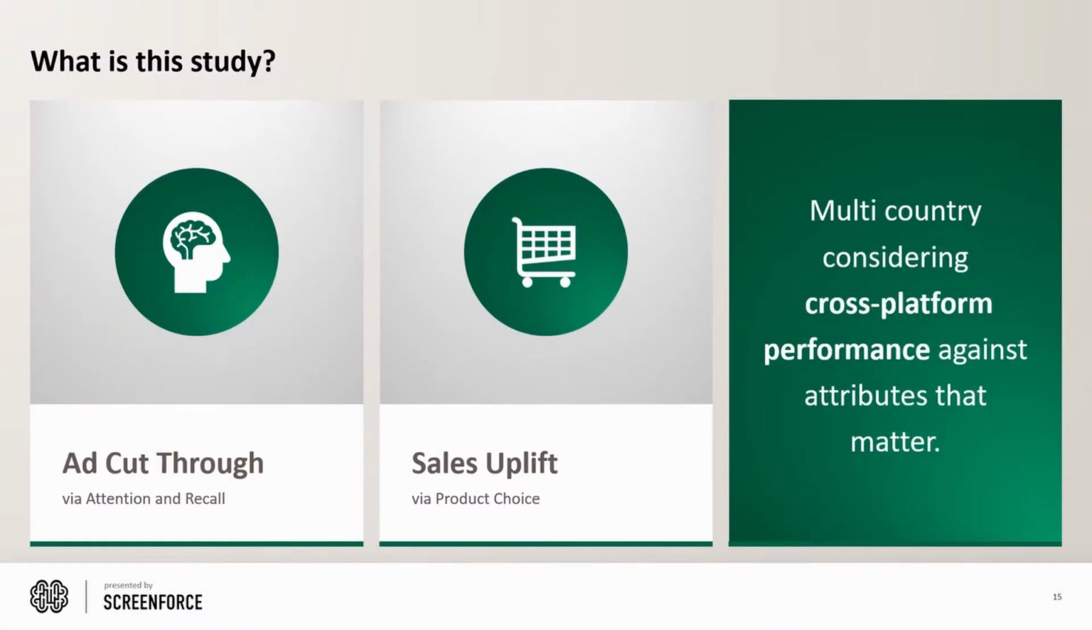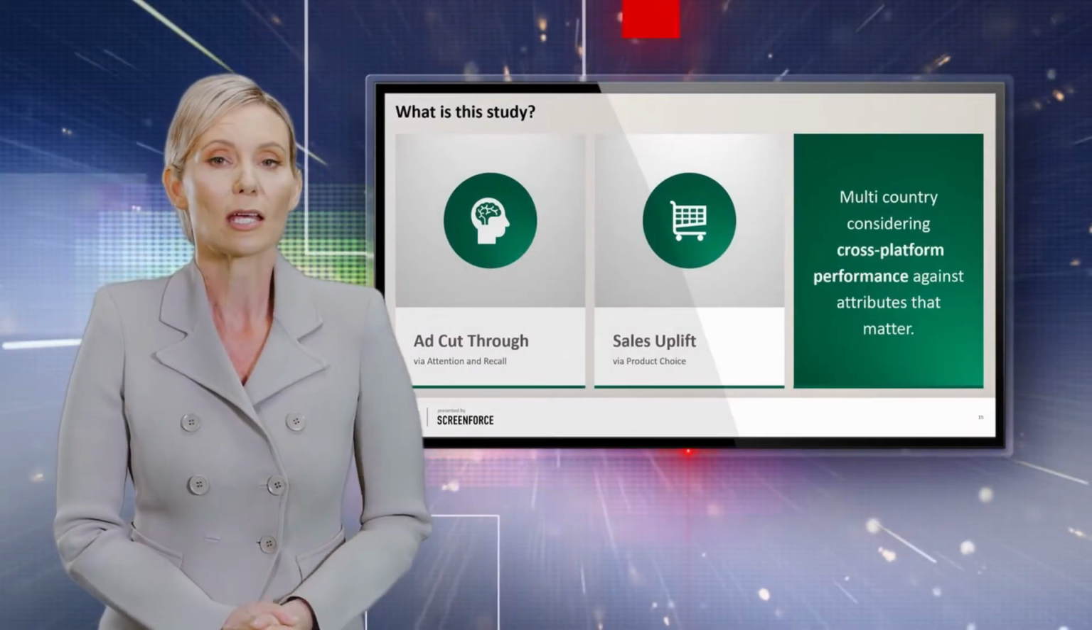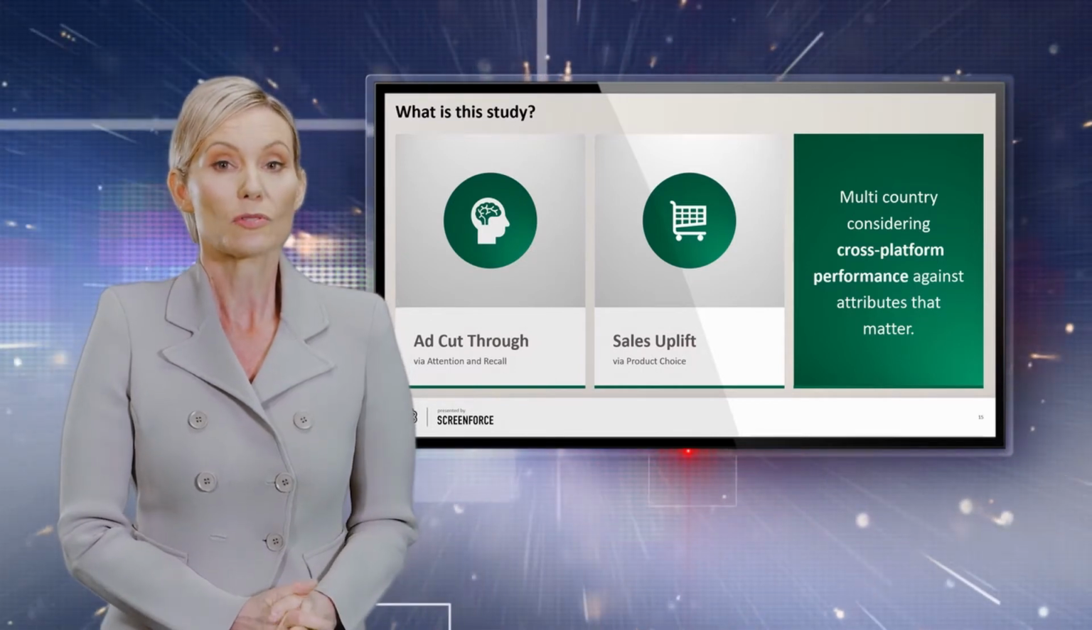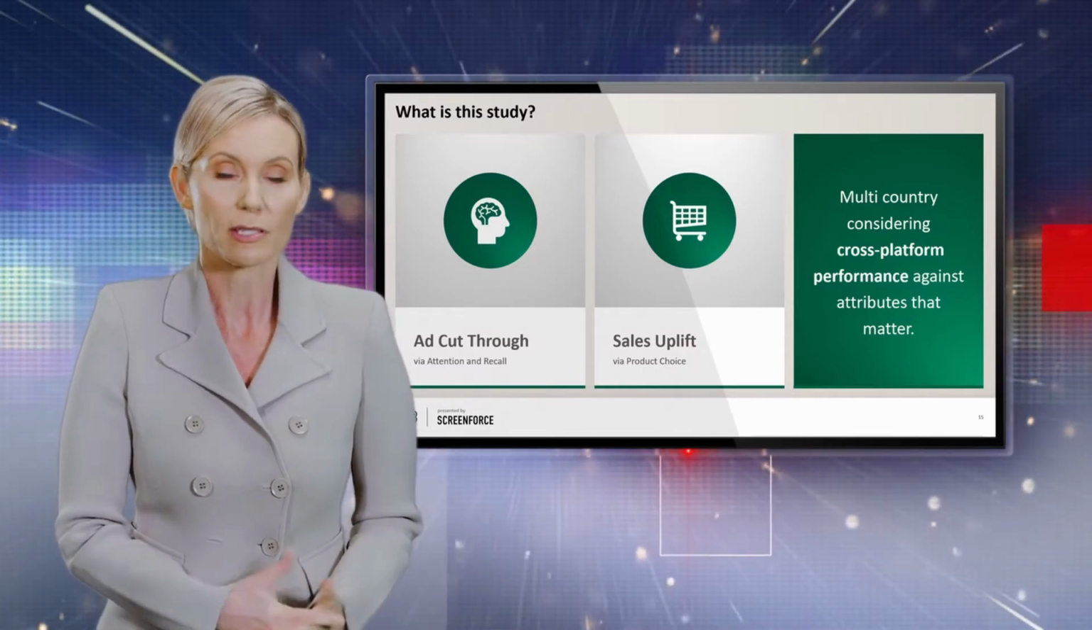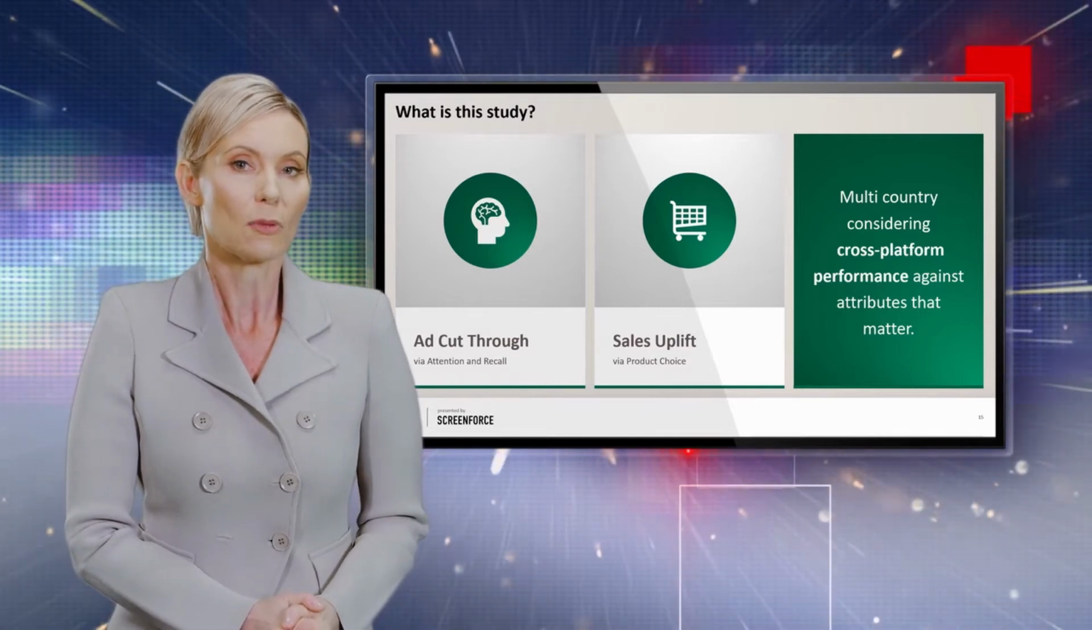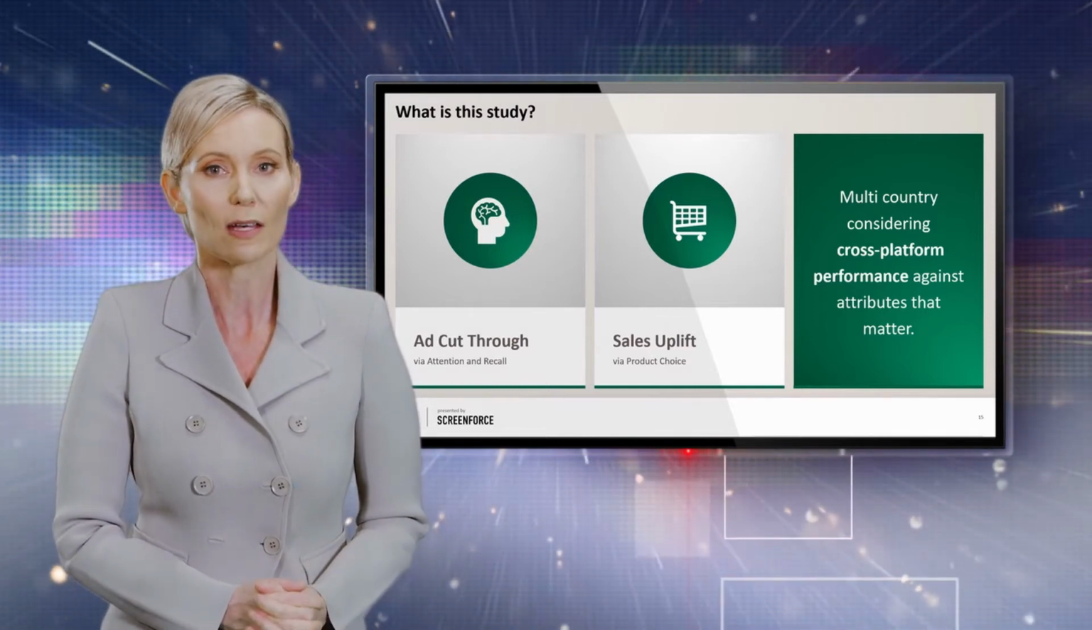So if we start from the beginning, let's go back to advertising 101. An ad needs to cut through and be remembered if it's to have any effect on the purchase occasion, right? Good media should support these two quite simple but really critical points. Ad cut through, we consider via attention, and we'll talk about how we do that. And memory, we look at by sales uplift, or in essence, product choice. Again, we'll talk about how we do that in a moment. But those are the two critical parts of advertising effectiveness.